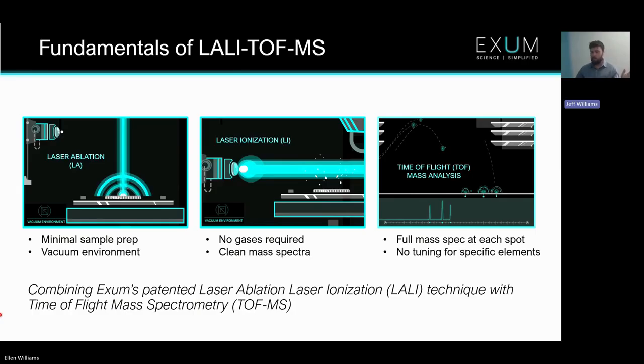And let's say that, with a quadrupole ICP-MS or a magnetic sector, you're going to have to ask it what you want to look at. I want to look at manganese, nickel, iron, all of these elements. With our technique, it's fully indiscriminate. We're going to give you every element, whether you like it or not.